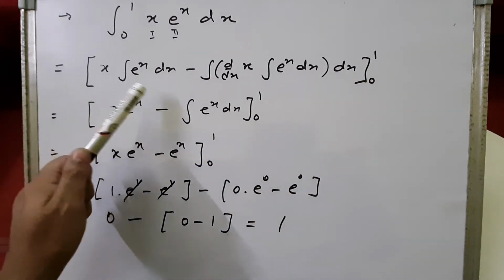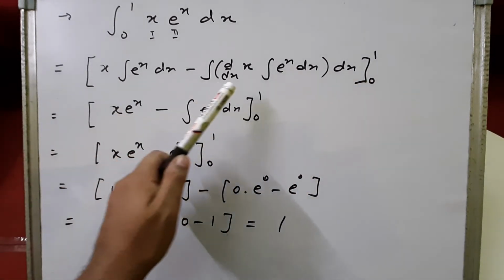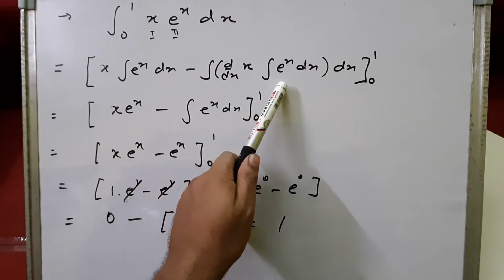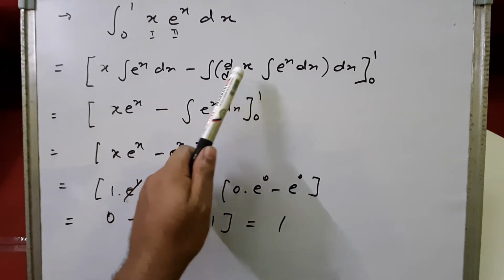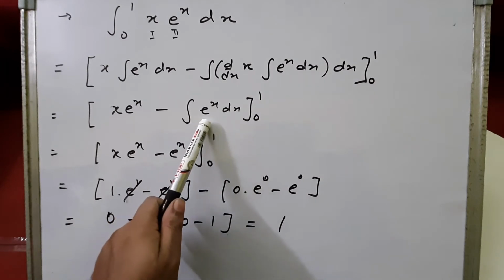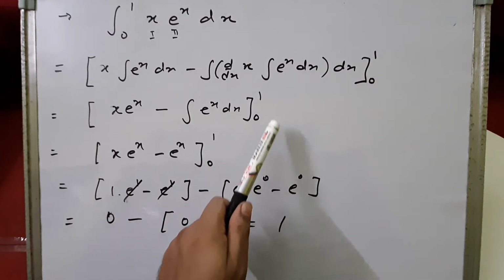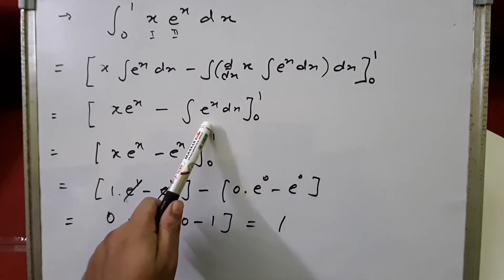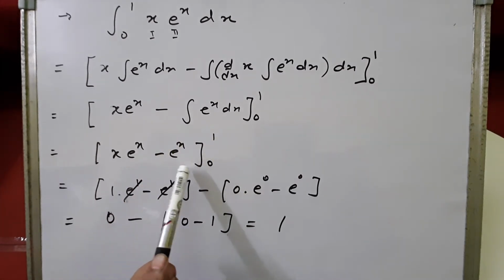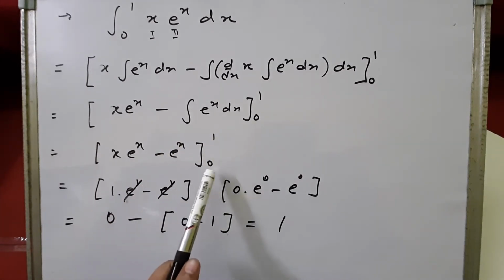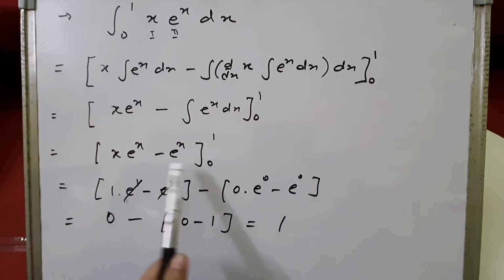So when we integrate e to the power x, we'll get e to the power x. When we differentiate x, we'll get 1, integrate e to the power x, e to the power x, e to the power x into 1, it will be e to the power x dx. Lower limit 0, upper limit 1. Again, when we are integrating e to the power x, we'll get e to the power x back. Now, we got the integral.